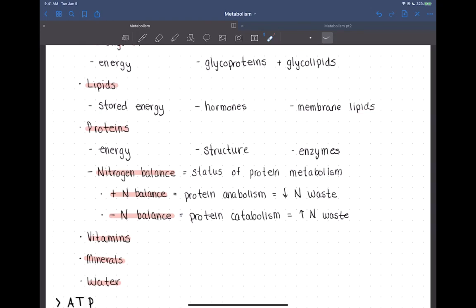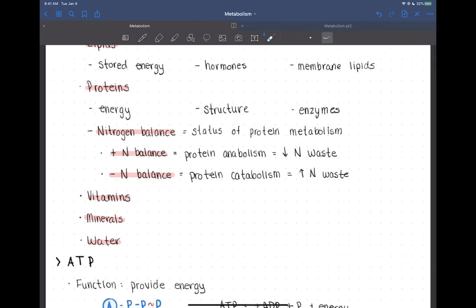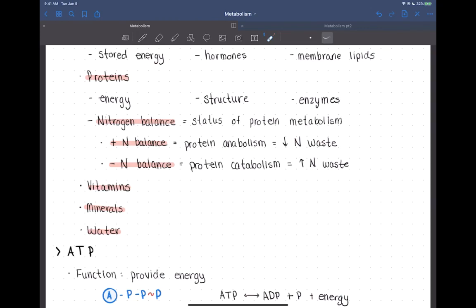And then we have proteins. Proteins have multiple functions. They can be used for energy, which we'll talk about in the next video. They're structural, so things like collagen and keratin and microtubules within cells are all made up of proteins. And then we know that enzymes are proteins, right? Enzymes serve an extremely important function in the body, carrying out the different processes and catalyzing reactions.